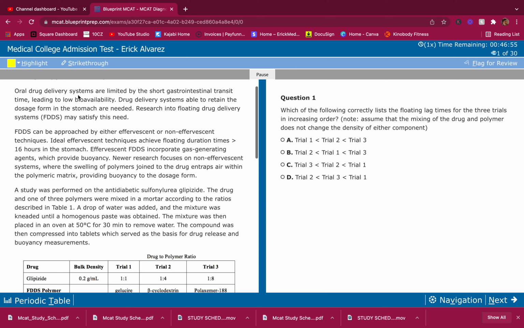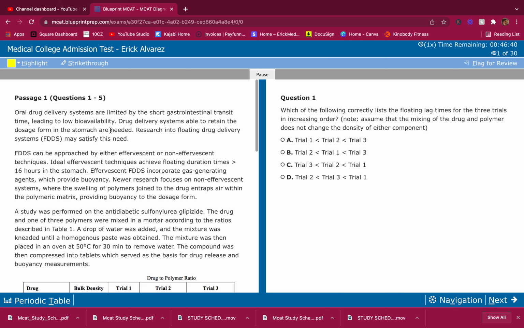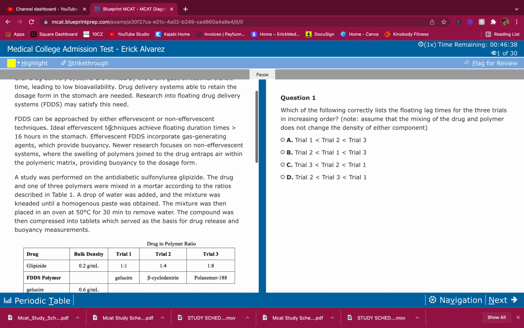Oral drug delivery systems are limited by the short gastrointestinal transit time, leading to low bioavailability. Remember, the first sentence in every passage gives you a nice overview of what everything's going to be about. So in my head, boom, drug delivery systems. That's what this is about.